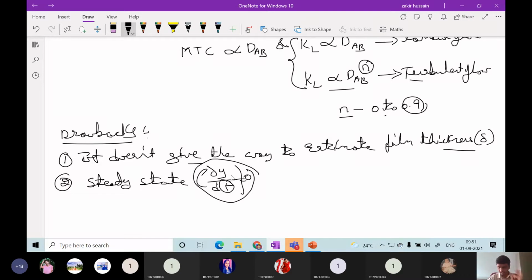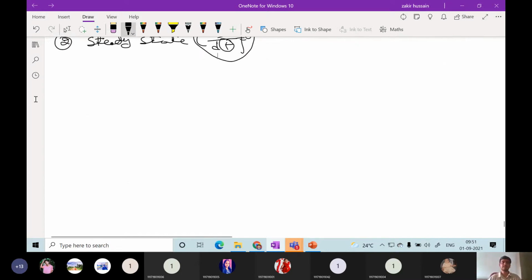Due to these two disadvantages, these models are restricted to mass transfer in diffusion cells only, not for big industrial plants. This theory is not applicable there. Then the next theory is the penetration theory, as we can call it.